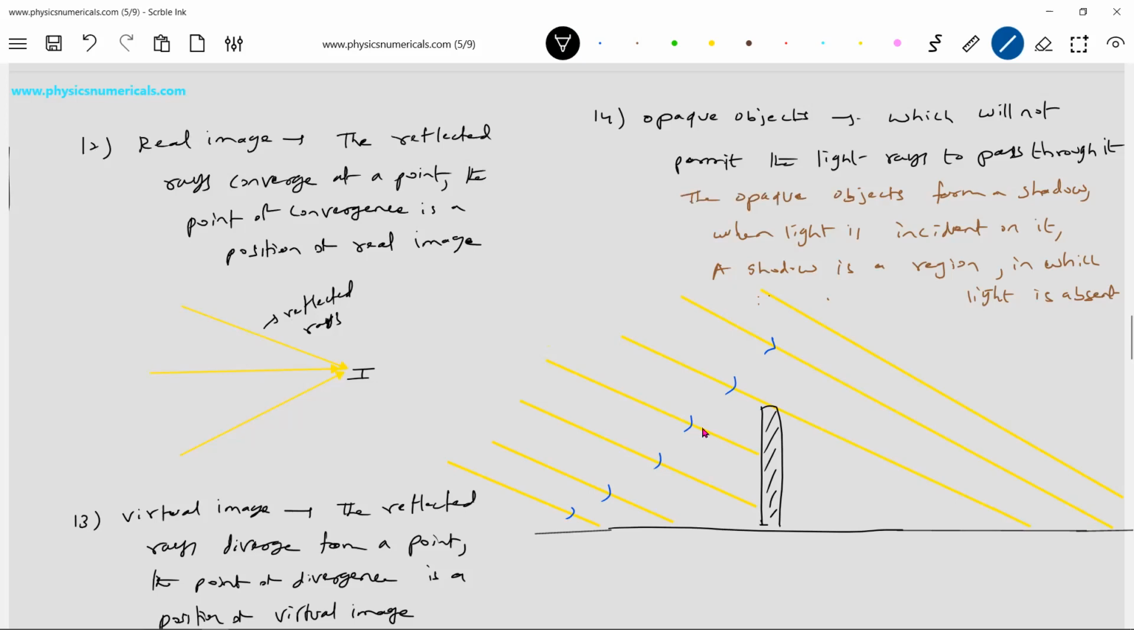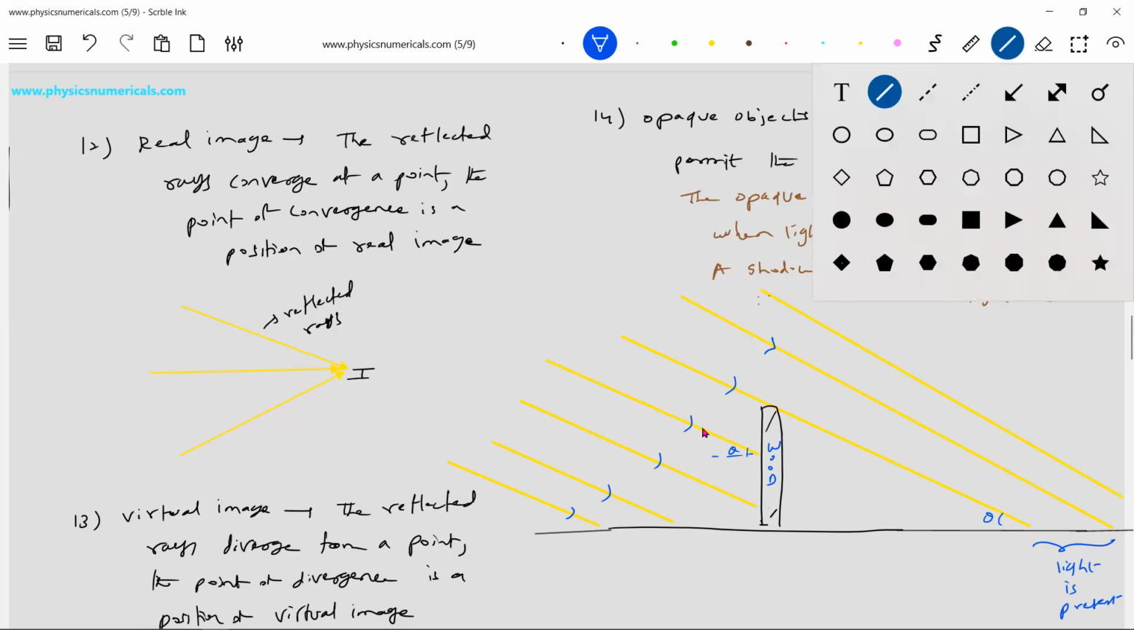Now, what do you mean by shadow? Say there's a wooden rod. I'll erect it vertically on the ground and let the light be incident at an angle. Here I can see the light will illuminate this region, where light is present. This region is the shadow.